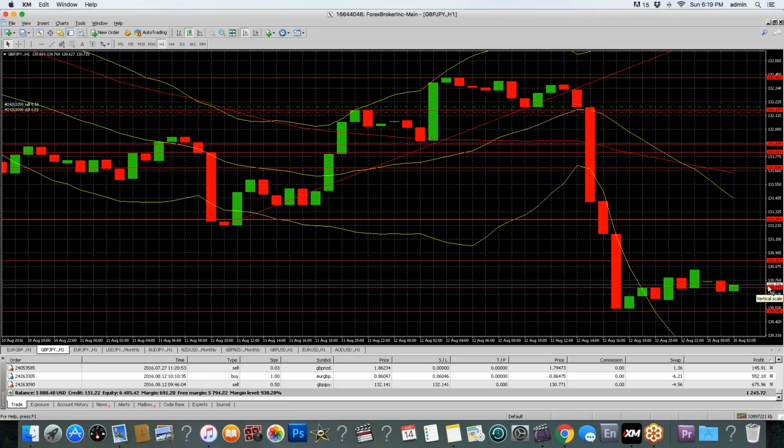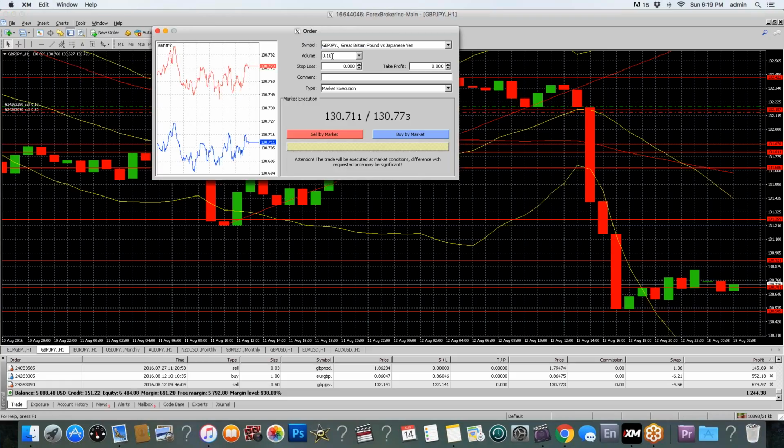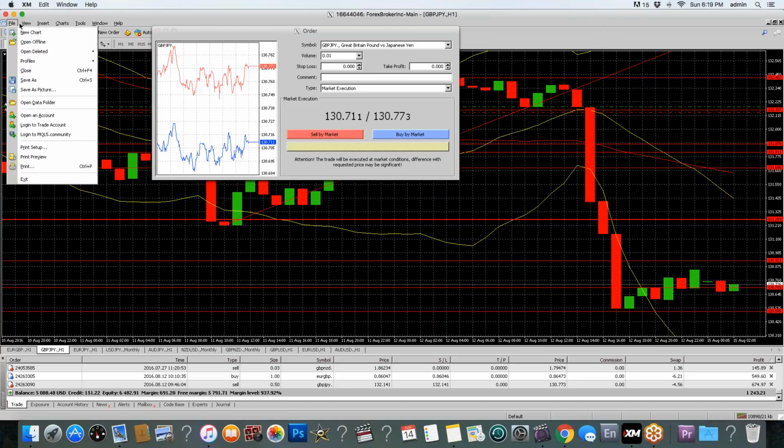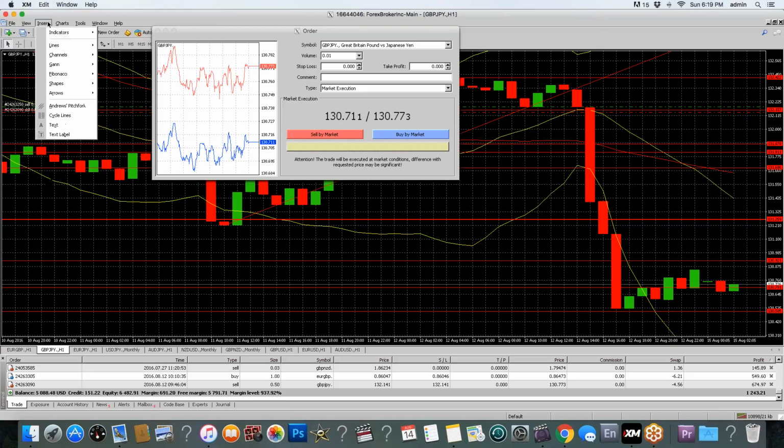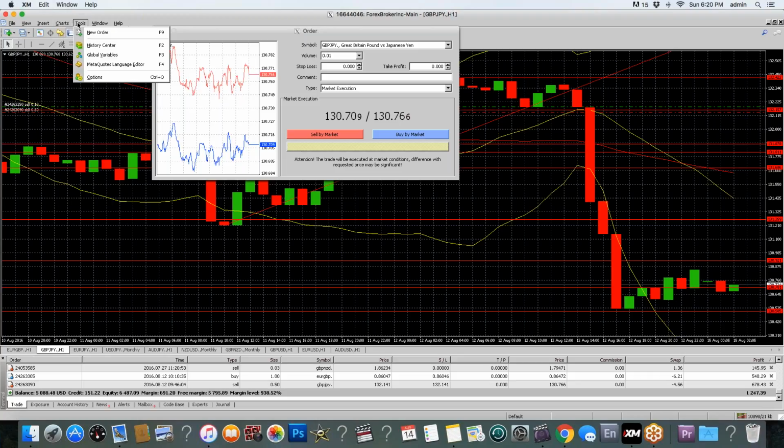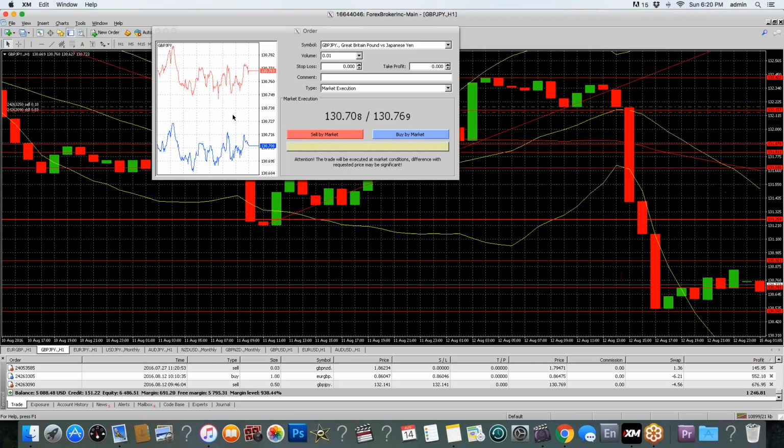If I'm getting in, I'll just do it with a 0.01. Okay, this is what you do when you're taking an order and you want to have everything pressed in on your order thing right away. You go to File. Okay, I apologize, I was focusing on the trade. You go to Tools, New Order, and this will pop up.